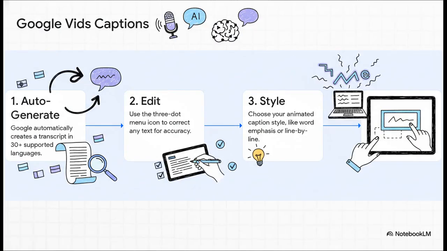And the best part? It's ridiculously easy to do. In Google Vids, the tool just automatically generates a transcript for you. You just give it a quick edit for accuracy, pick an animated style that really grabs attention, and then just drag it wherever you want on your video. It's a simple little process to make your content impossible to ignore.